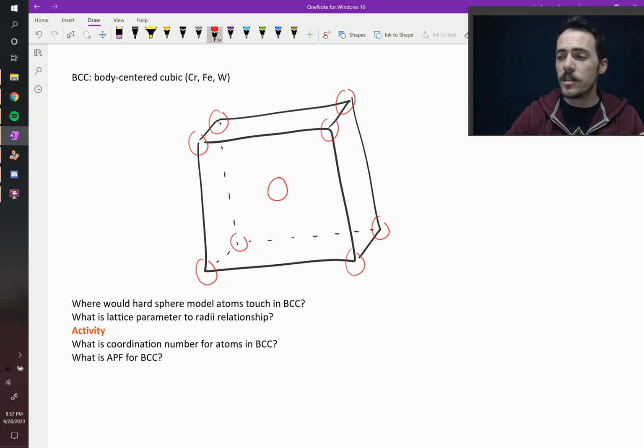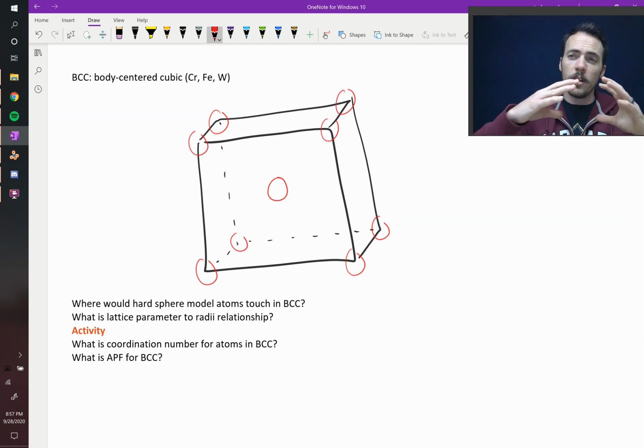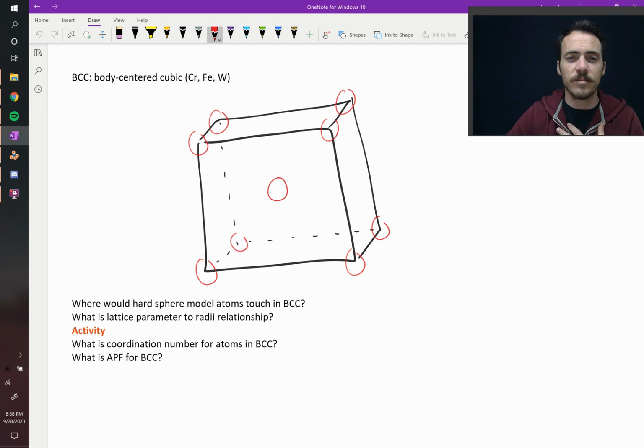Now again, just like before, I have not drawn these to scale. I've drawn them smaller so they're a little bit easier to see. If they were to be to scale, they would swell until they touch their neighbors. So where would they touch their neighbors in this model? Think about it for a second.